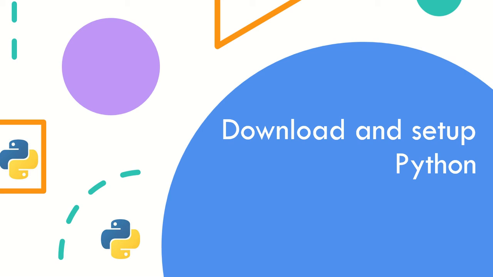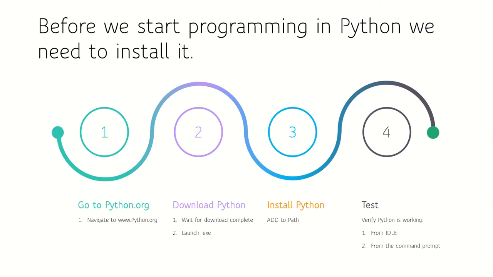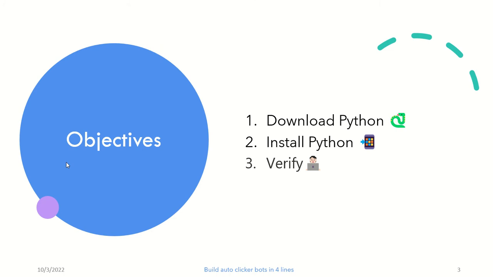In this video, we're going to see how we can download and set up Python for a proper development environment. Before we start coding in Python, we need to navigate to python.org, download it, install it, add it to path, and testing it. The objectives of these videos is to download Python, install it, and verify that it's working.